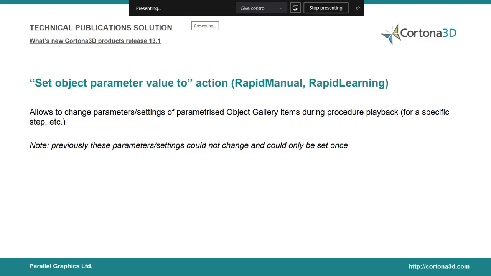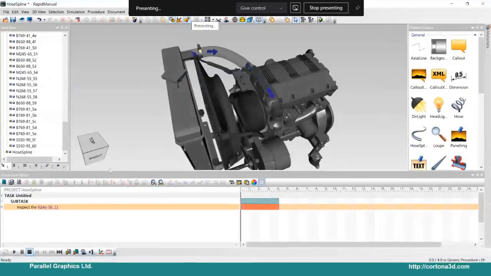As you may know, those parametric items, they have certain settings or parameters that you can set, just like I did right now with the hose spline. So this action allows you to change parameters of those gallery items at a specific step of your procedure, for example. Whereas in the past, you could only set those parameters once and you couldn't change them after. So let's continue with this project.